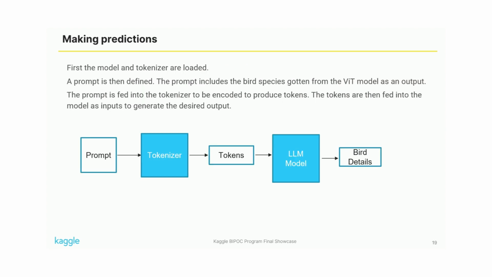To make the predictions, the model and tokenizer are loaded. Then a prompt is defined. The prompt should include the bird species quoted from the vision transformer model. So the prompt is then fed into the tokenizer, which does the encoding and produces tokens. These tokens are then fed into the large language model, which generates the bird details.